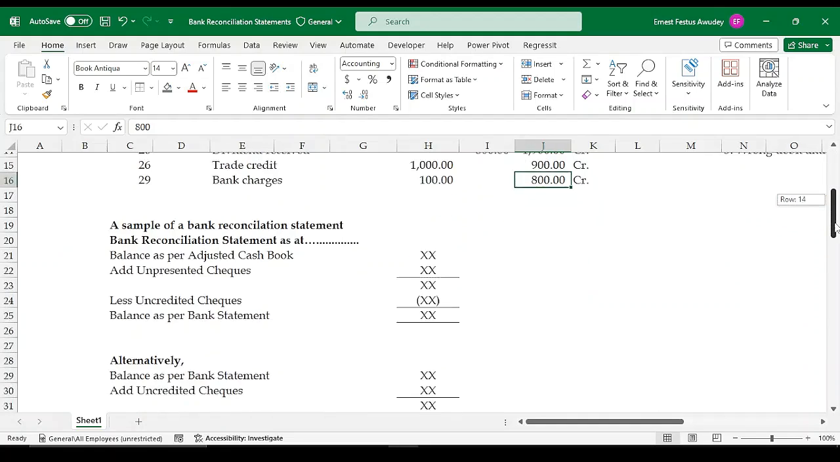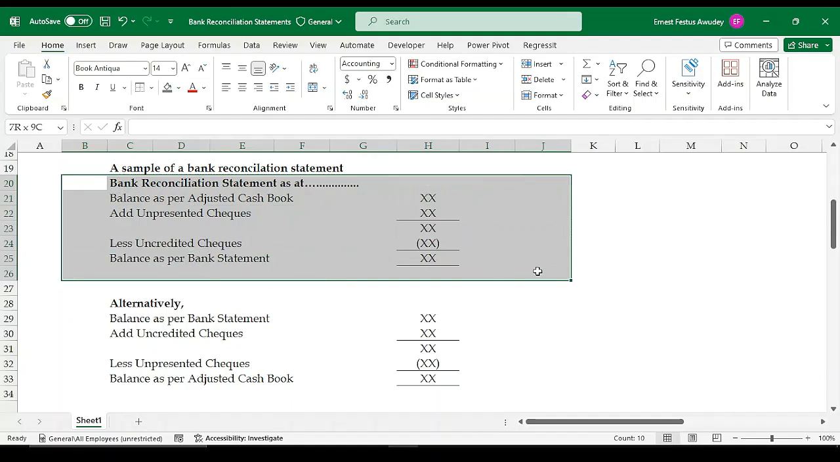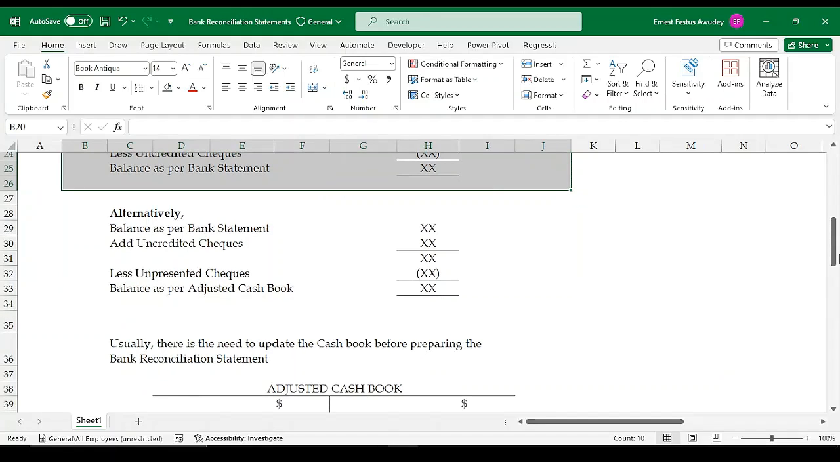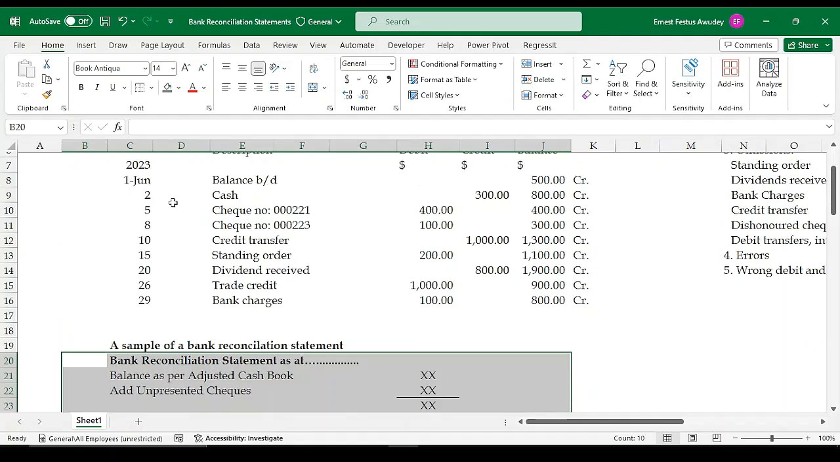So now let's move on and look at a sample of a bank reconciliation statement. This is how the bank reconciliation statement looks. So you have bank reconciliation statement as at the date. In case you are preparing a bank reconciliation statement for this particular bank statement, you might say bank reconciliation statement as at 30th June 2023. It is usually at the end of the month. So the last date of the month will come here and then the year follows.